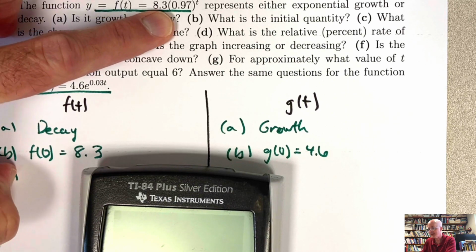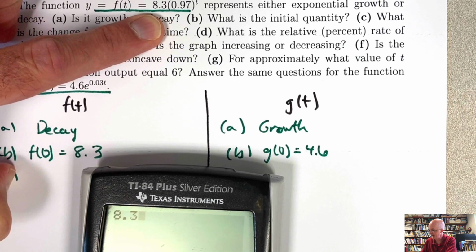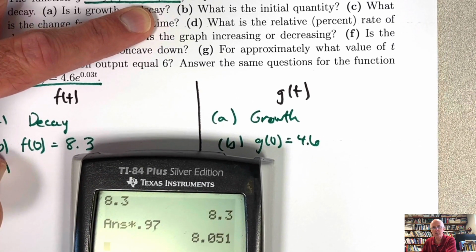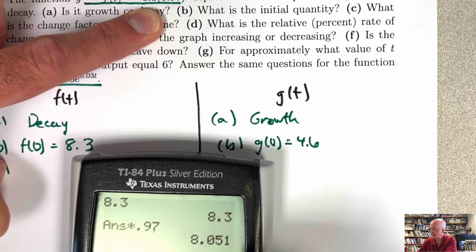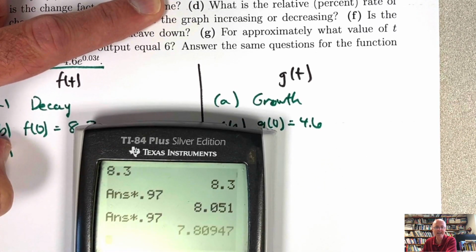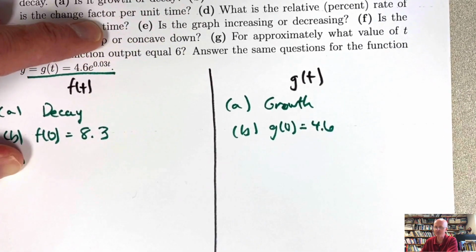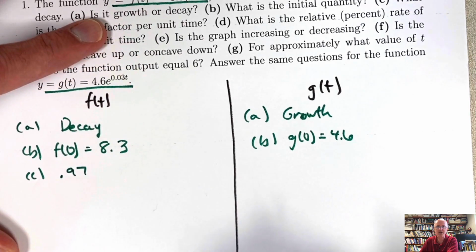It would be 0.97 to the first power, 0.97 times 8.3. You've got to multiply 8.3 times 0.97 to get the next value at t equals 1. When t equals 2, you'd be doing 0.97 to the second power times 8.3. You can get that by multiplying by 0.97 again, to get the next value when t equals 2, 7.80947. The change factor in this case for the function f of t is the 0.97. That is the change factor.